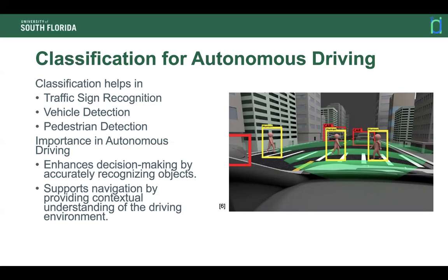It is also used in vehicle detection, which classifies different types of vehicles such as cars, trucks, motorcycles, and bicycles, which also helps the vehicle understand the types of objects it encounters on the road and respond appropriately. And then lastly, pedestrian detection, which recognizes pedestrians to ensure their safety.